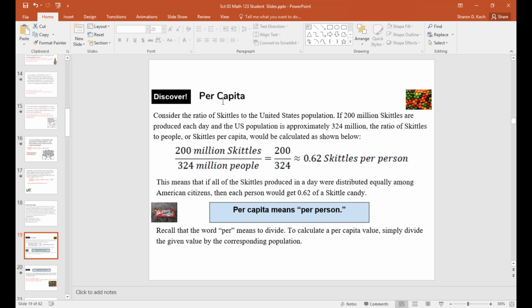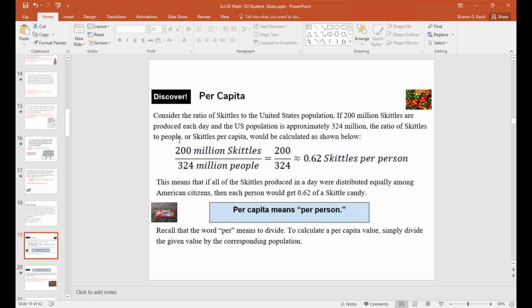Now, here's just an example with something fun, the number of Skittles candy. If 200 million of these Skittles candies are produced in a day, and the US population is approximately 324 million, what's the ratio of Skittles to people? Remember, it's telling you how to write the ratio. Here's the first item, the numerator. The second item is people.